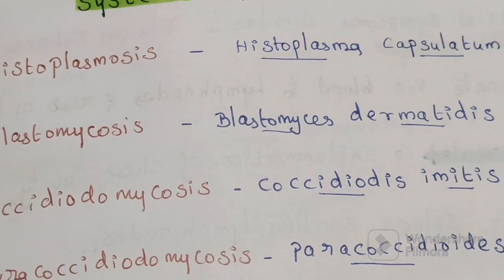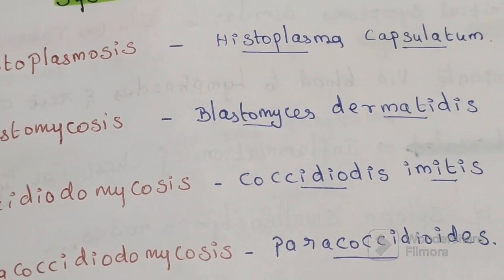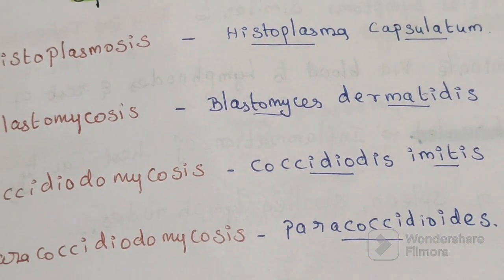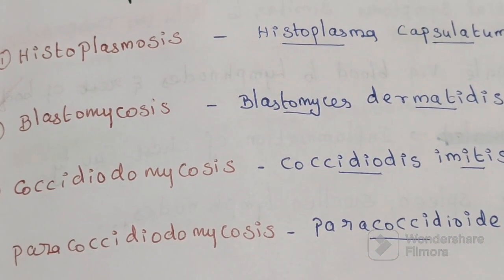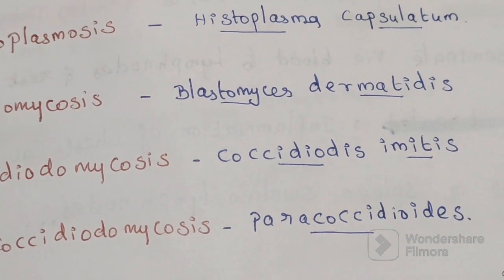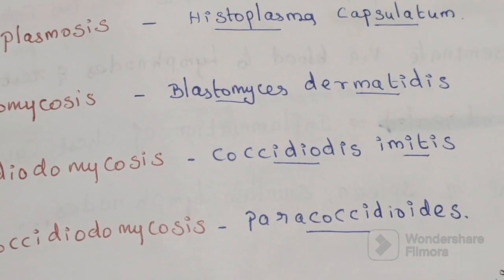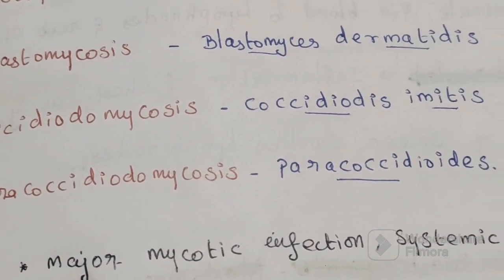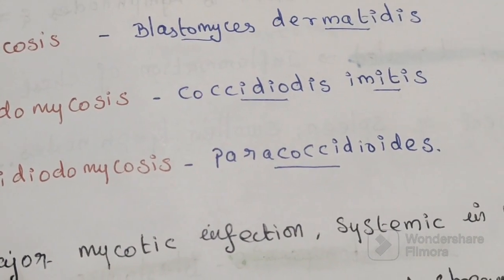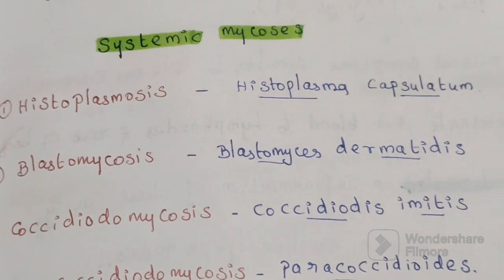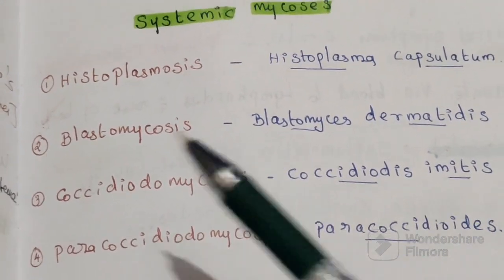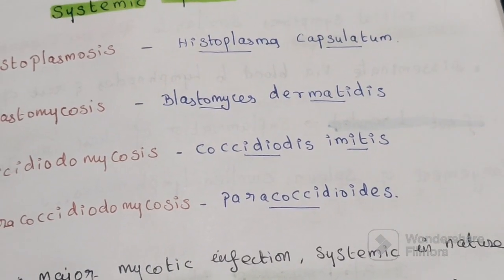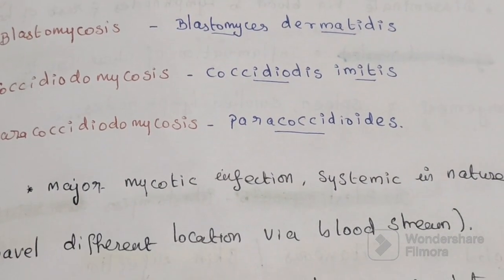Blastomycosis, causing agent Blastomyces dermatitidis. Then Coccidioidomycosis, causing agent Coccidioides immitis. Then Paracoccidioidomycosis, causing agent Paracoccidioides. These are the fungal diseases, and these are the causing agents. We will discuss one by one in detail.